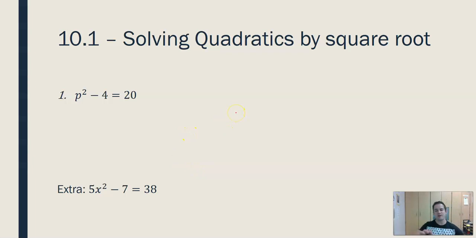Okay, so the very first topic that we discussed in this unit was solving quadratics by square root. I use this method when I have an x squared term or a p squared term or whatever, and then a bunch of numbers, like p squared minus 4 equals 20, 5x squared minus 7 equals 38. When I don't have an x term or a p term, that's when I use the solving by square root method. When I just have the variable squared and a number, I can solve by square root. So this right here is number 1 on your review worksheet.